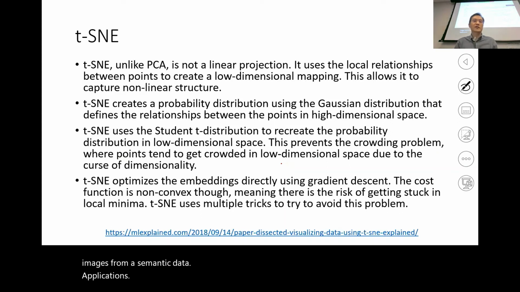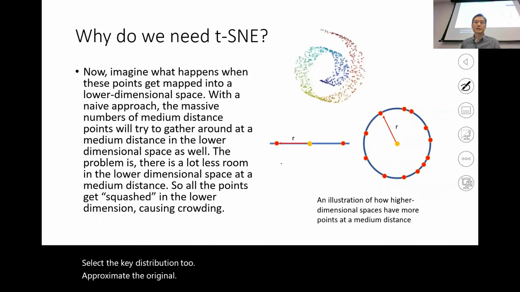So this t-SNE is based on the stochastic neighbor embedding algorithm, and they just select the T distribution to approximate the original distribution. There's a reason for that, and I will mention it very soon.